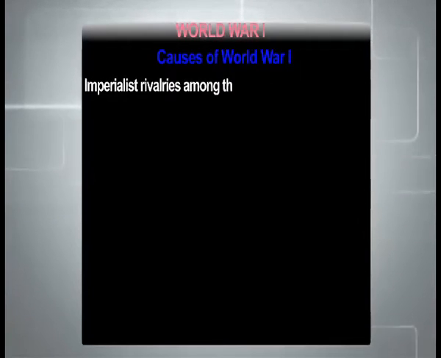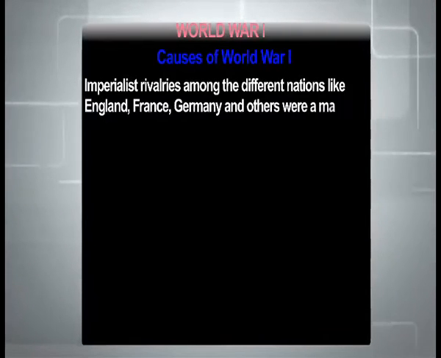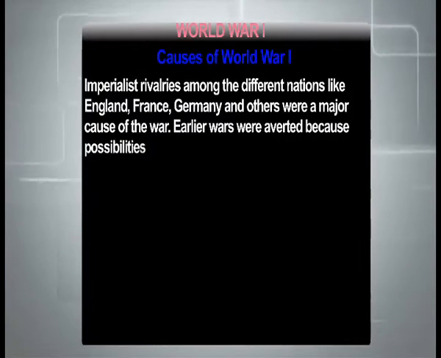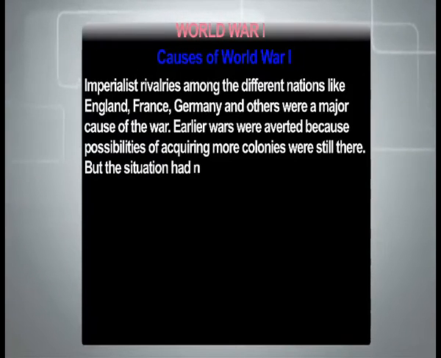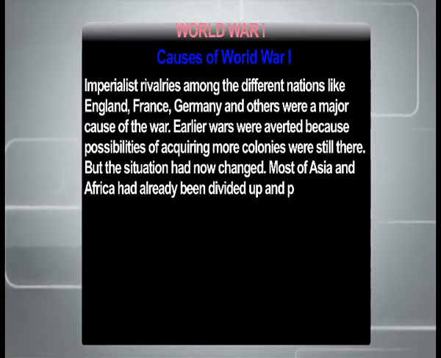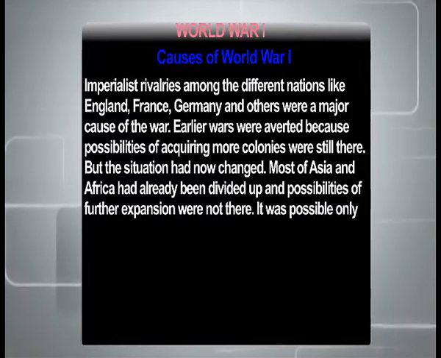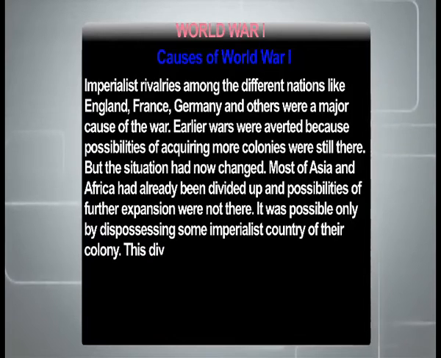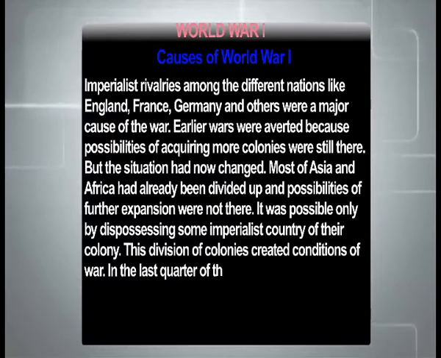Imperialist rivalries among the different nations like England, France, Germany and others were a major cause of the war. Earlier wars were averted because possibilities of acquiring more colonies were still there. But the situation had now changed. Most of Asia and Africa had already been divided up and possibilities of further expansion were not there. It was possible only by dispossessing some imperialist country of their colony. This division of colonies created conditions of war.